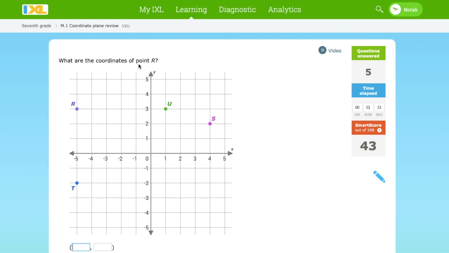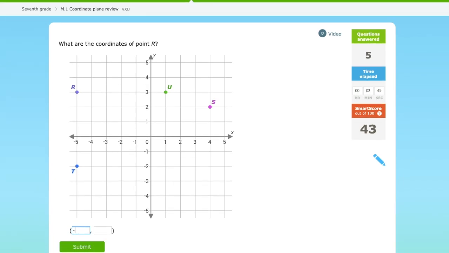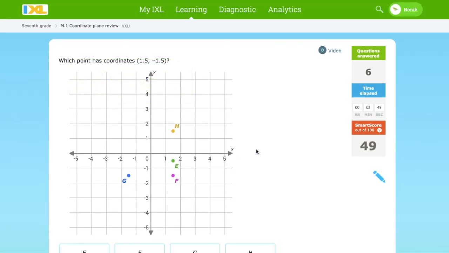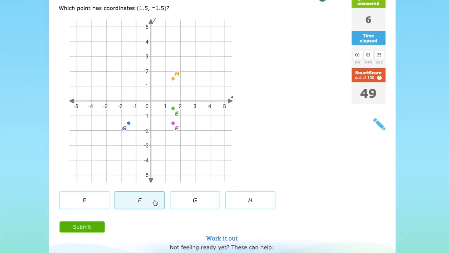What are the coordinates of point R? Let's see. The x-axis is -5 and the y-axis is 3. So let's write that, -5 and 3. 1.5, -1.5. So 1.5 is just 1.5. It looks like F has that. This point has the coordinates 1.5 on the x-axis and -1.5 on the y-axis. It's F.